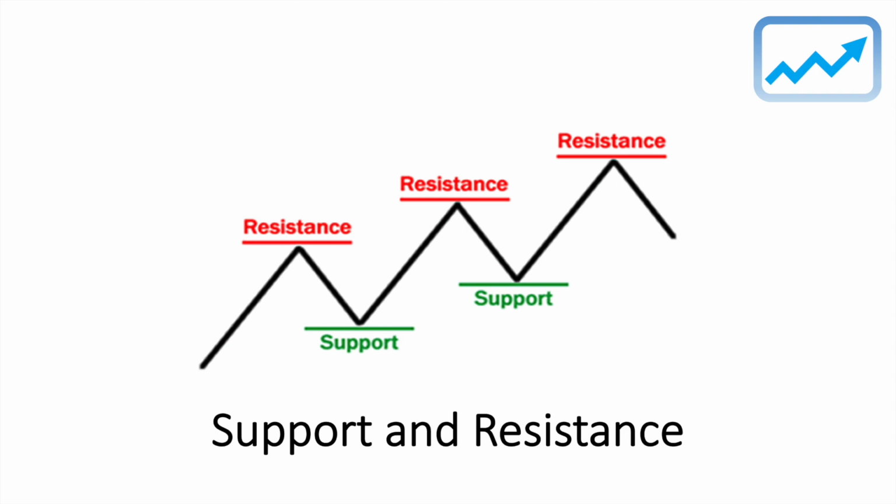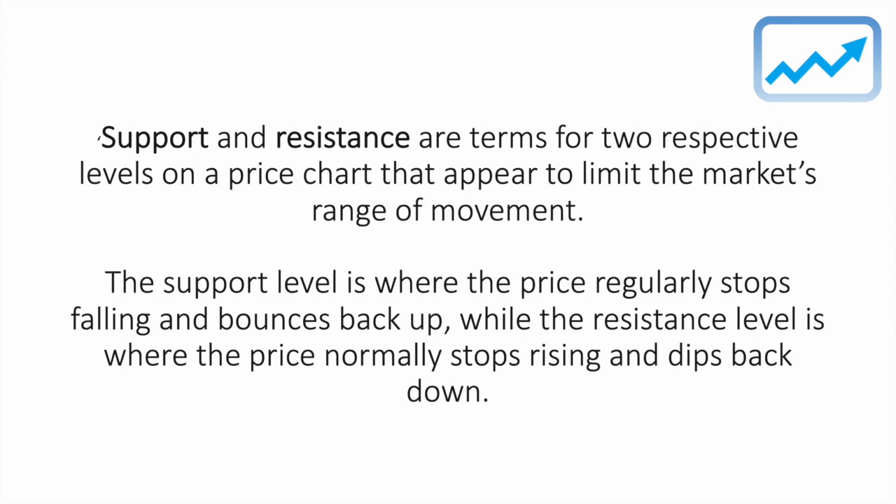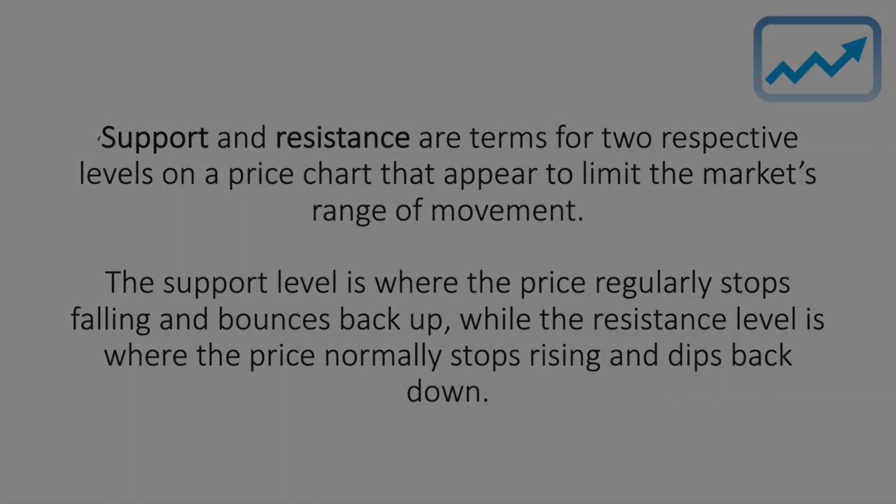So if you're completely new to trading or the idea of support and resistance, let me first of all explain the concept in terms of financial trading and then how support and resistance works in tennis trading. Support and resistance are terms for two respective levels on a price chart that appear to limit the market's range of movement. The support level is where the price regularly stops falling and bounces back, while the resistance level is where the price normally stops rising and dips back down.